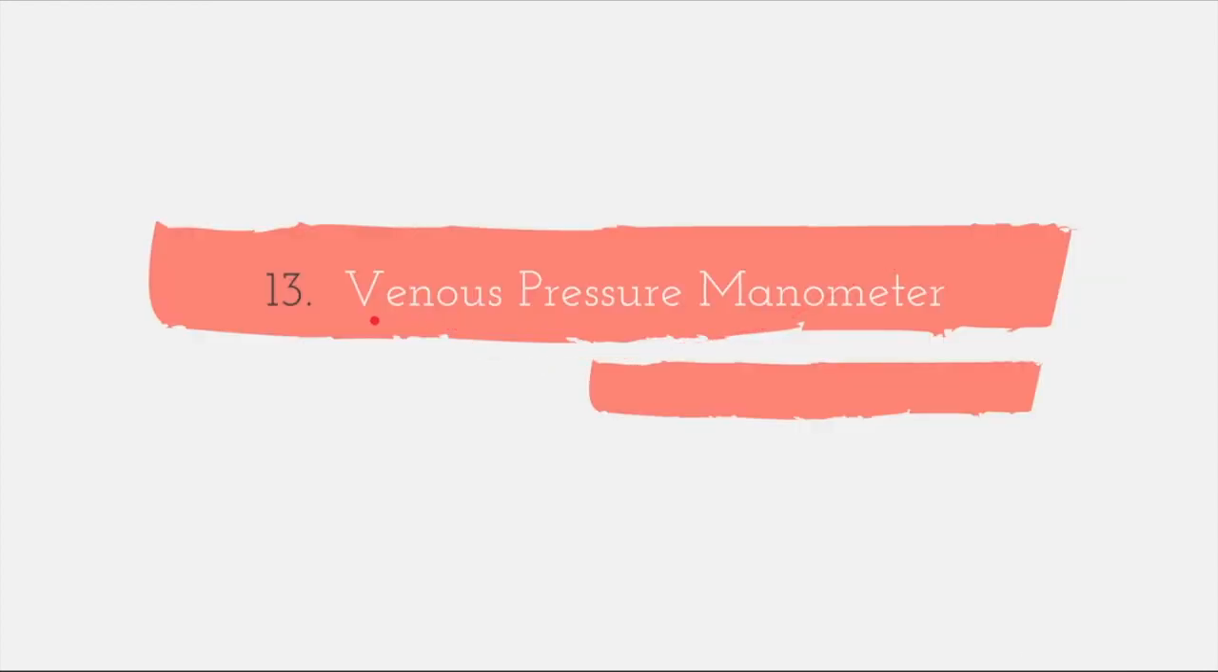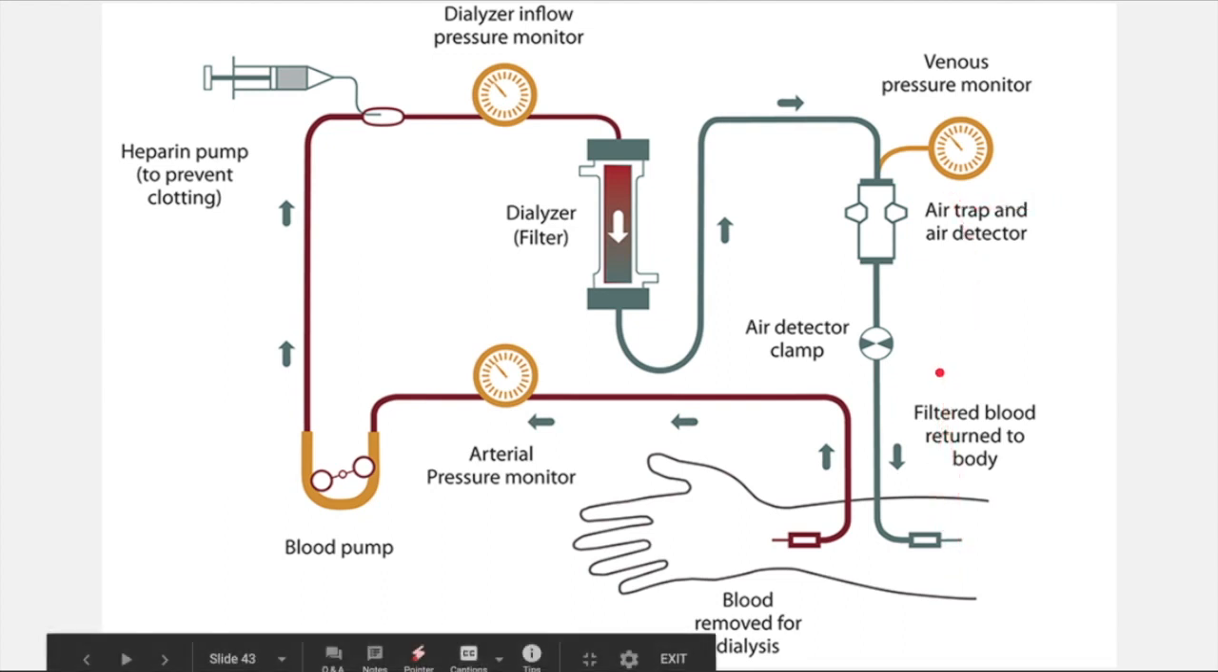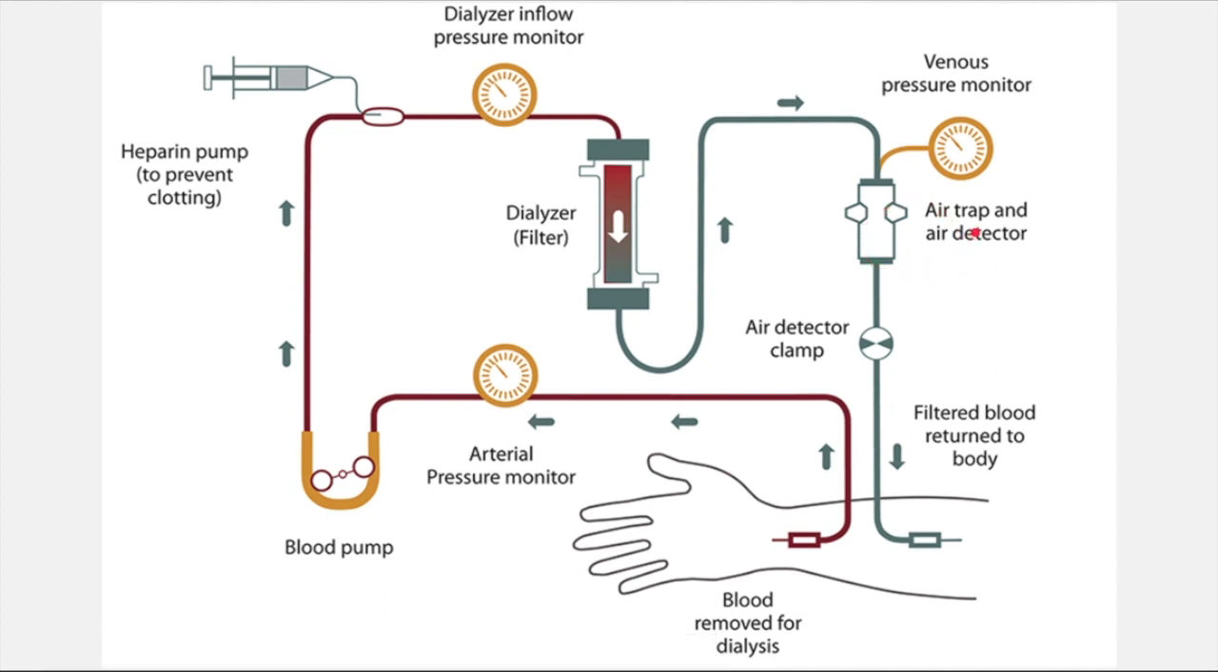So next is the venous pressure manometer. The venous pressure manometer can be found here, and this represents the resistance of the blood returning to the patient via the venous needle. It may indicate venous stenosis proximal to the needle site. So this is just monitoring if there are any abnormalities in the rate to prevent any complications during the dialysis. And so the rate should be constant.